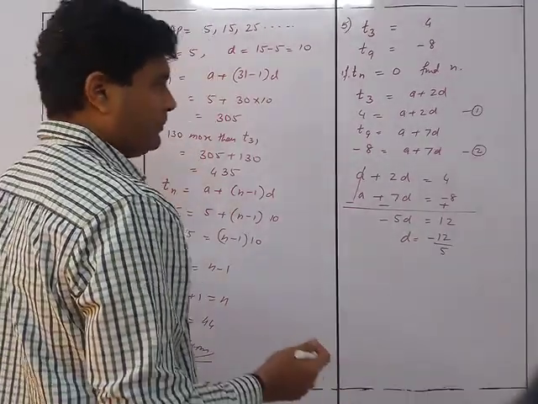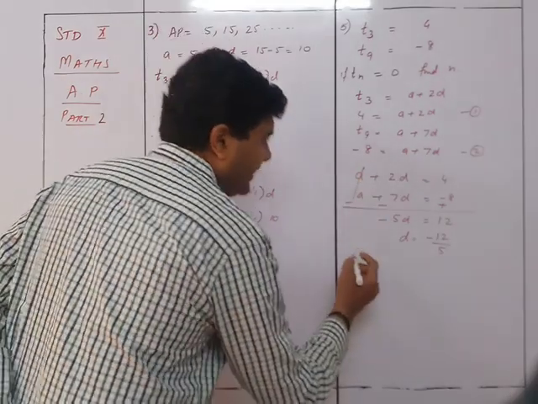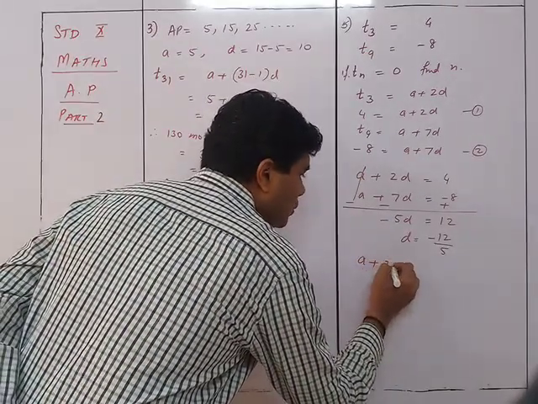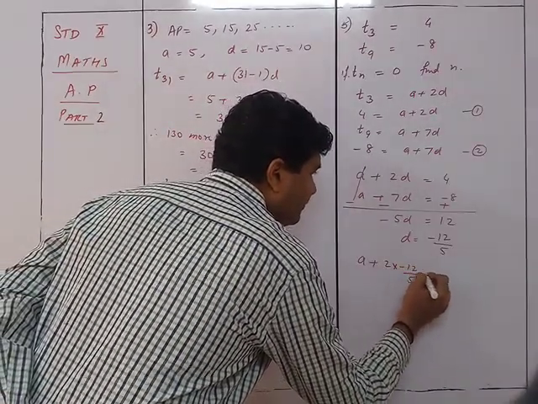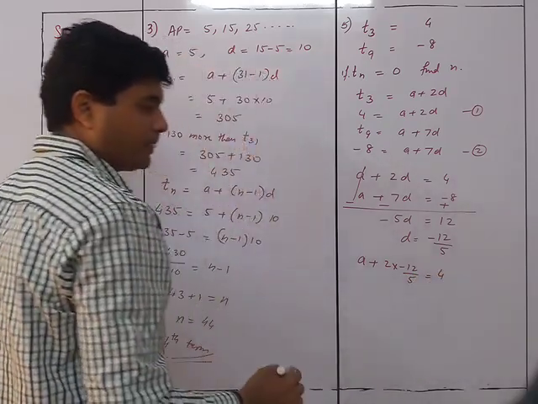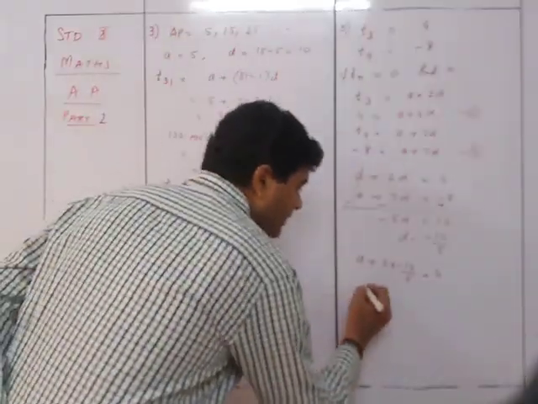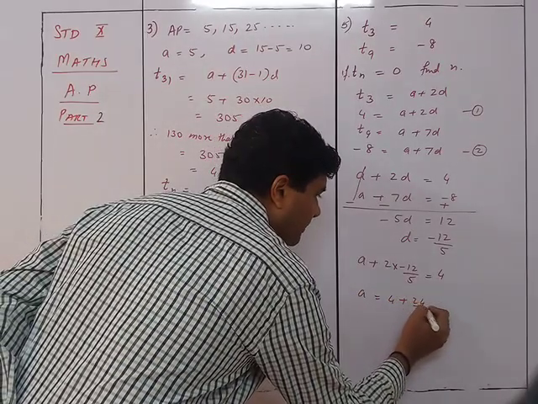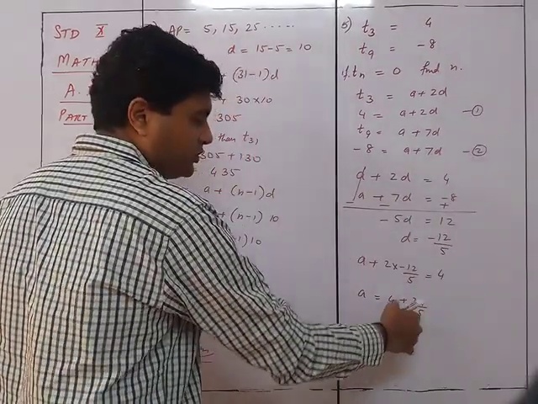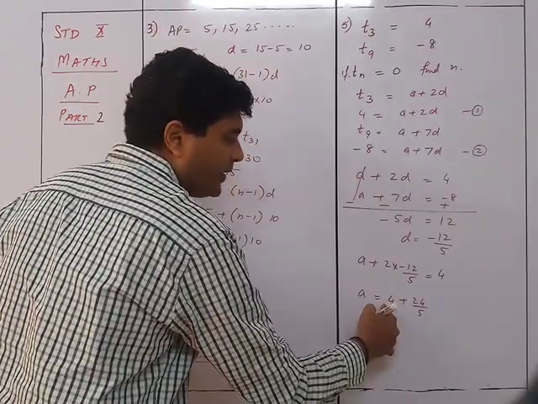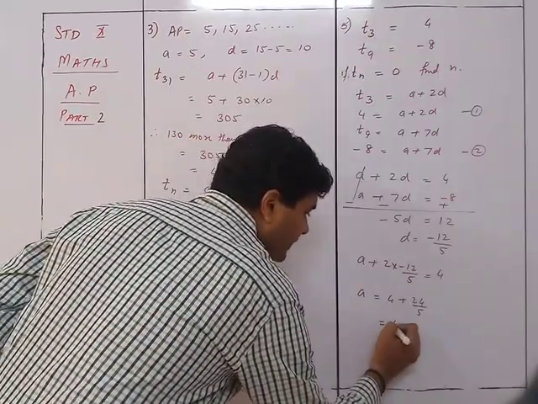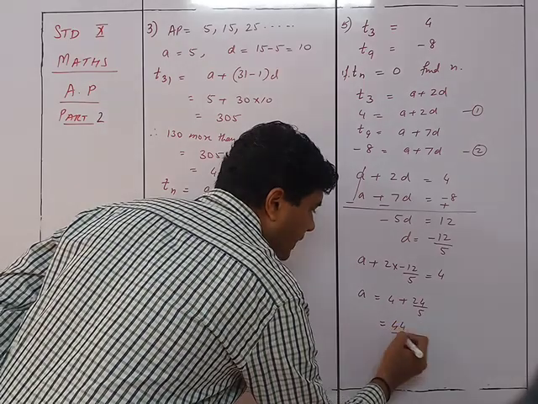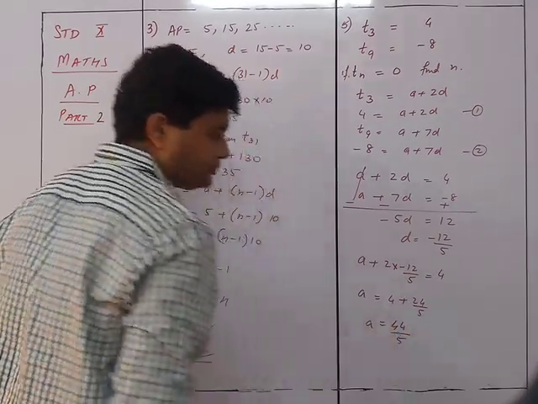Yeah, seems to be okay. Now we need to find out A. So A plus 2 into minus 12 upon 5 is equal to 4. So that will be A is equal to 4 plus 24 upon 5. This is minus 24 upon 5, so this is this way. So this will be 5 or 20. So 44 upon 5 is A.